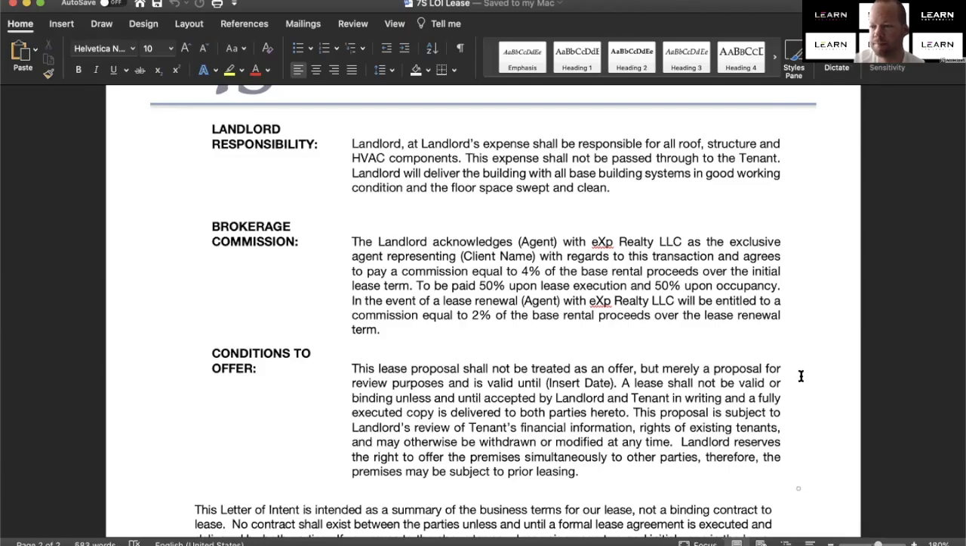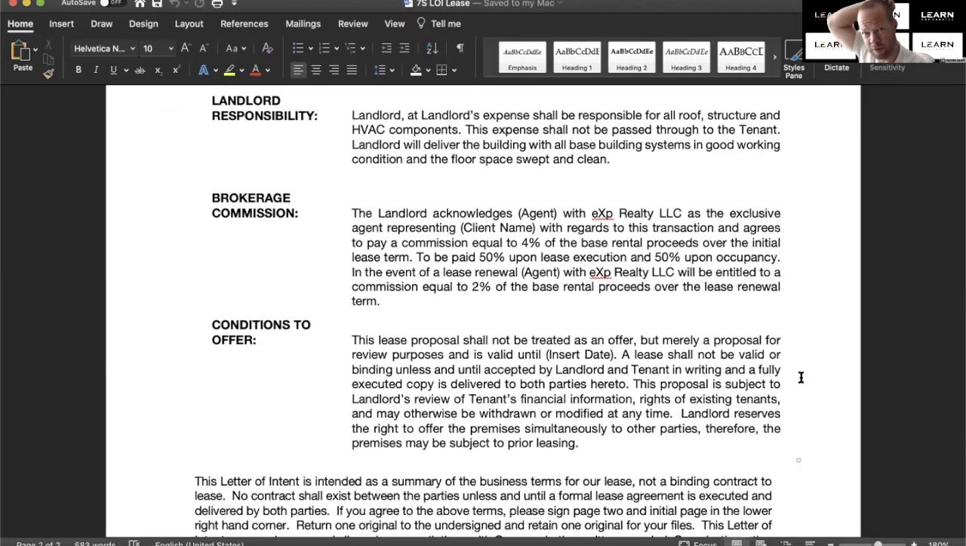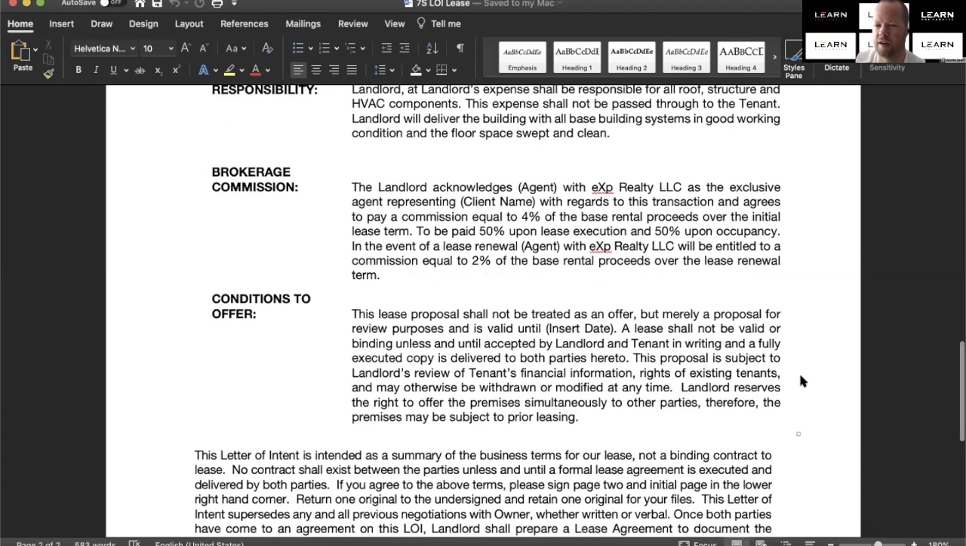Things are changing. At some point, I'm assuming we're going to get to a 3 and 3, so more of a 3 to 3 landlord/listing side. I'm assuming the residential commissions are going to start tearing down. But we'll see what happens. Interesting times.